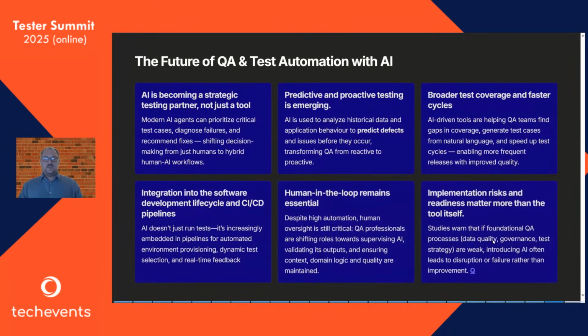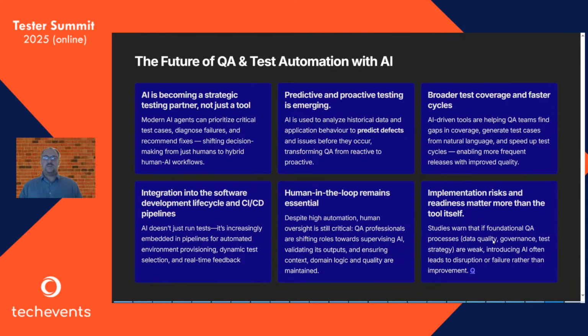And just to summarize, AI is becoming a strategic testing partner, not just a tool. That is my vision of how I see AI helping QA and test automation in the future. Predictive and productive testing is emerging. AI is used to analyze historical data and application behavior to predict defects.